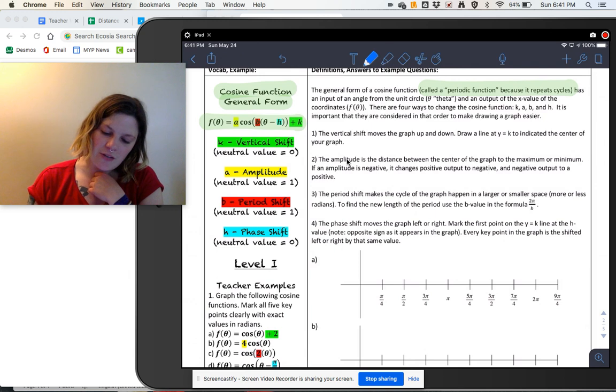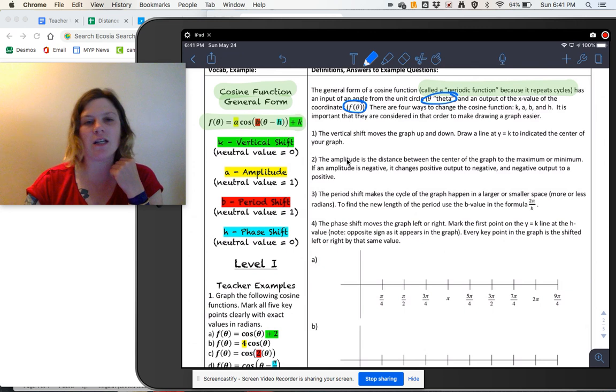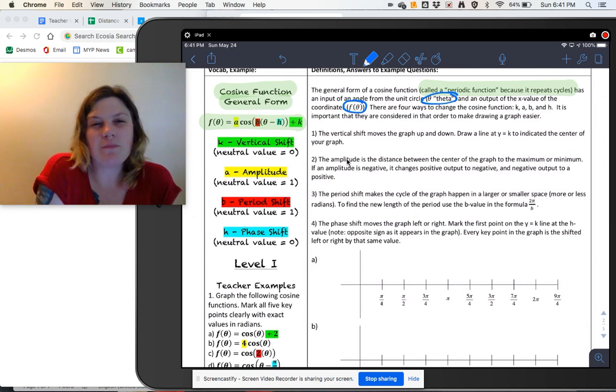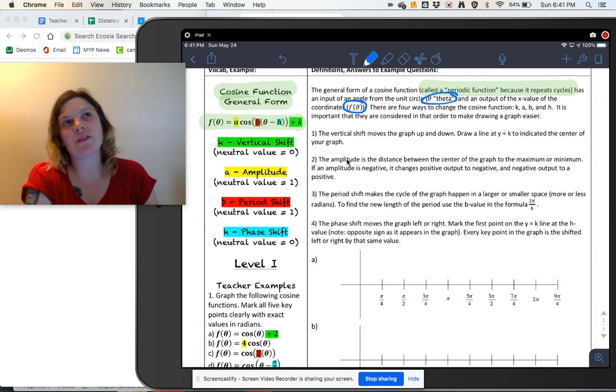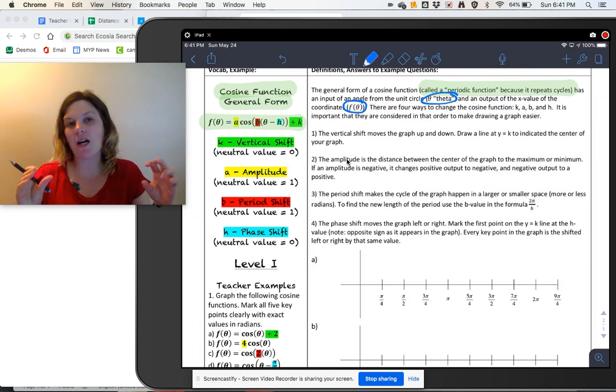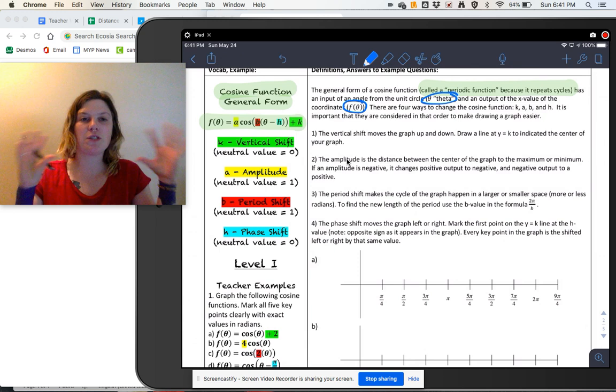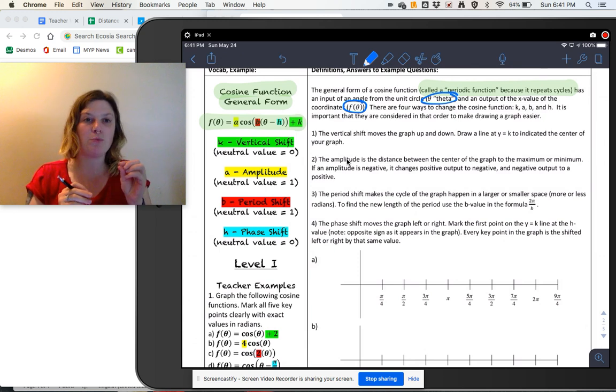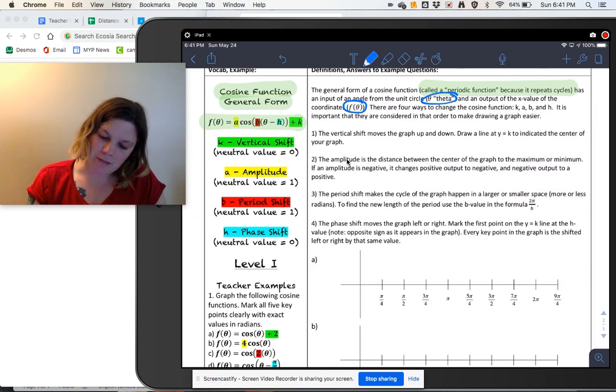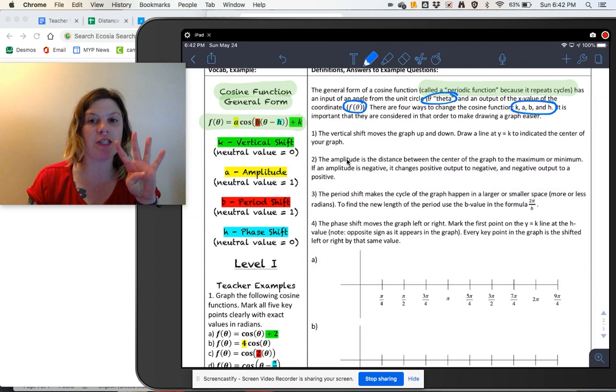And we use the angle theta as our input, and the output is f of theta. A little confusing because that's the same thing as with sine. When we talk about sine and cosine, we think about it as x and y, and that can be a little confusing, but we're just going to focus on the shape of cosine: input a radian, output a cosine value. All right, and then these 4 letters represent the 4 different changes you can make to a cosine function. The first change is the vertical shift.